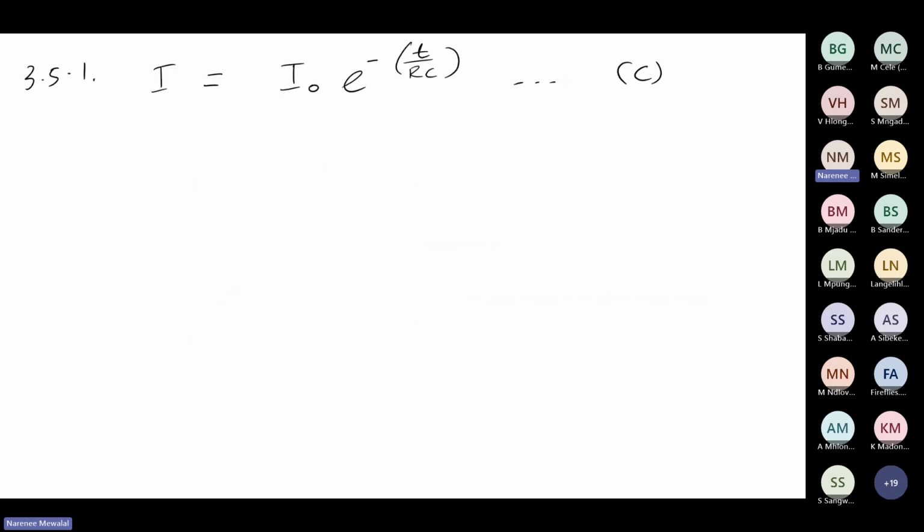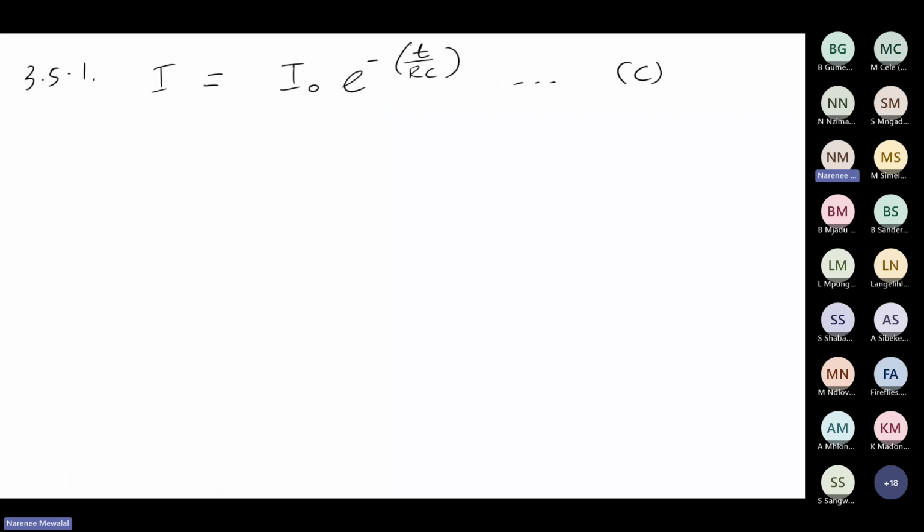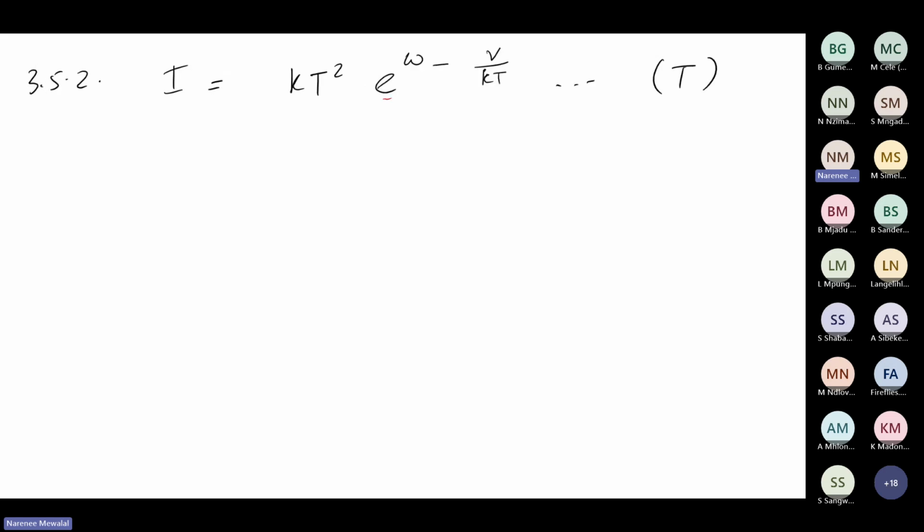Right. So if you're looking at 3.5.1 and 3.5.2, they are both similar to the 3.4 that we just discussed, because they have an e to some power. You've got e to the power negative t over rc, I think. And you work in exactly the same way. You follow my example from 3.4 and you complete 3.5.1 and 5.2.